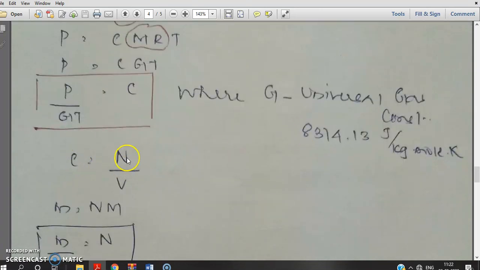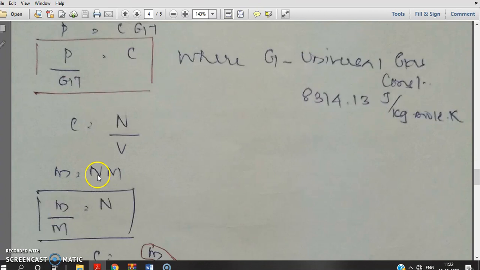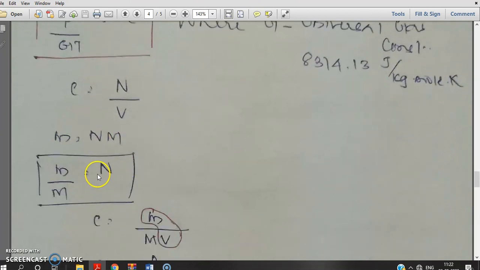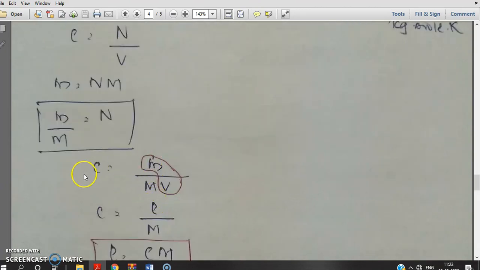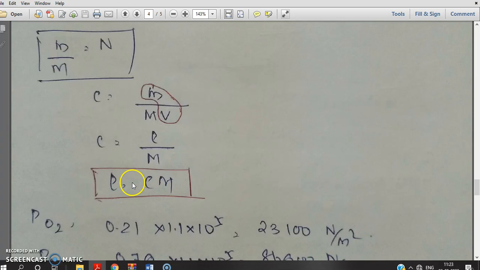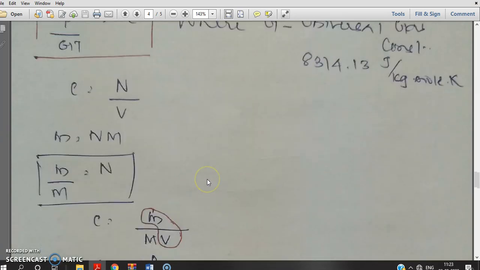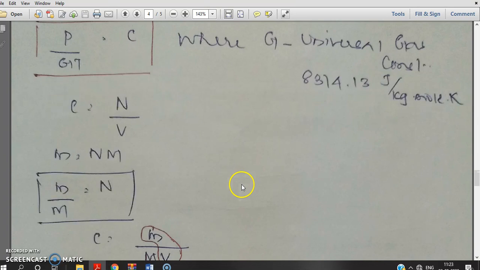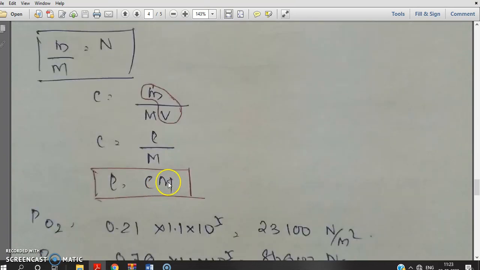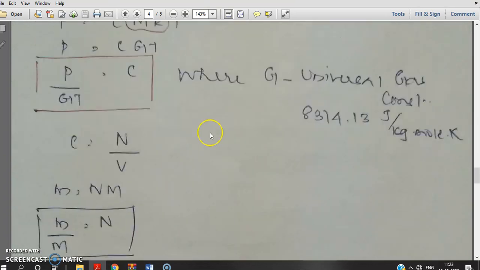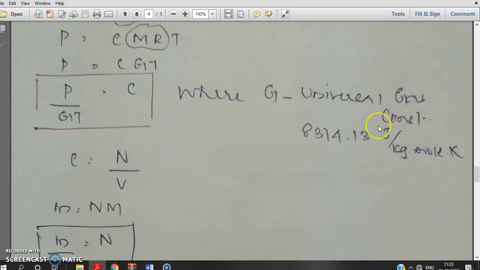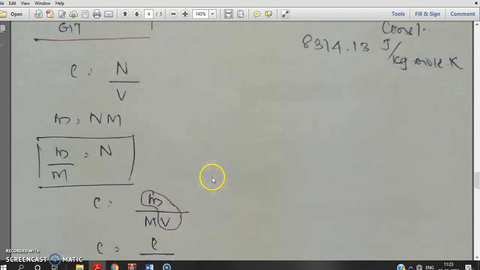And C is equal to N by V. m equals capital N into M, so N is equal to m by M. When we substitute this formula, m by V is nothing but rho. So ultimately we arrive at rho equals C times M. We have to remember these two formulas: C equals P by Gt and rho equals C times M, where G is the universal gas constant, whose value is 8314.13 joule per kg mole Kelvin.